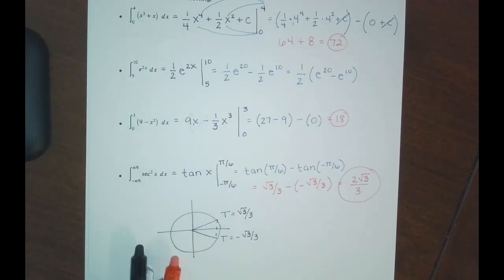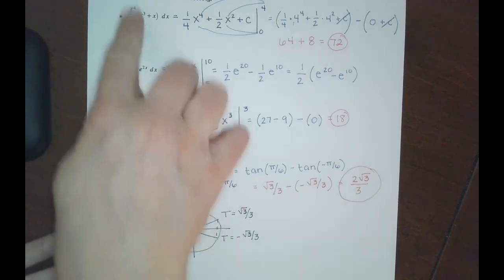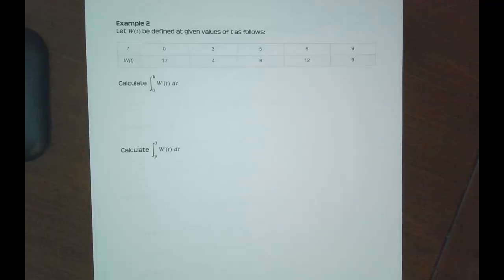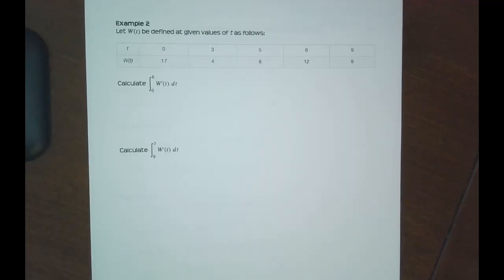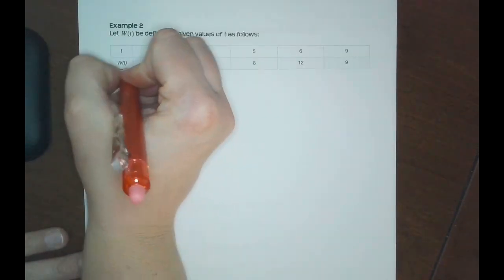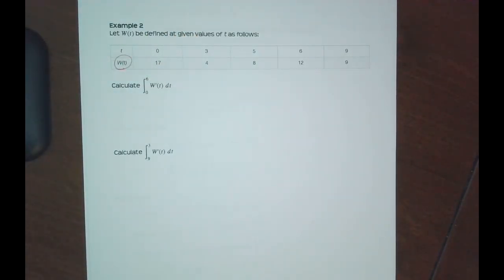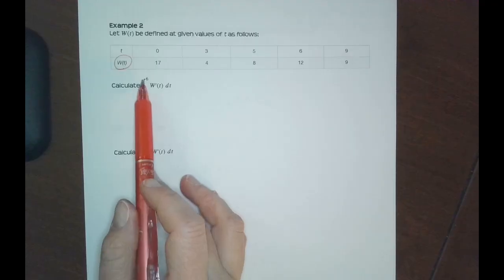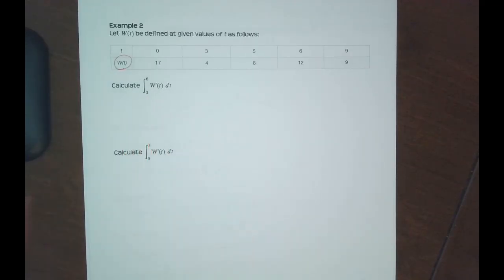Okay, one more example here. Got some word problems on this next page, but really for today, you're just going to be practicing a lot of this kind of thing, where you're just taking antiderivatives and then plugging numbers into them. Okay, but our old friend the table is back. Whenever I hand you one of these tables, the first thing I would look at is what is in the table. This is W of t. It didn't give us any context here, so I have no idea what W and t represent. Okay, but it says calculate the integral from 0 to 6 of W prime of t. Okay, that wording is super tricky here.